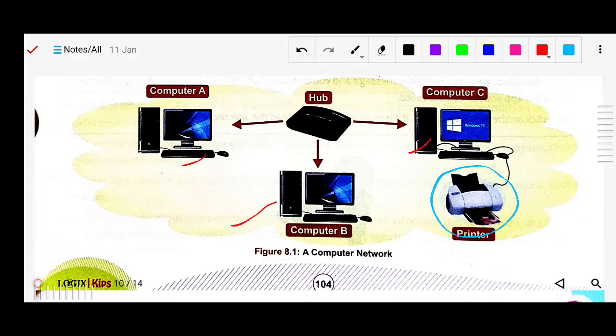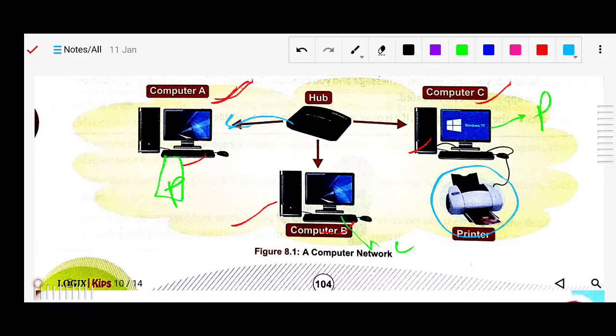If A wants to take a printout, and these computers A, B and C are not in a network, what will happen? A will require a printer, B will also require a printer and C will also require a printer, meaning three printers are required to take out the print. But to reduce the cost and use the resources smartly, here is what we have done.